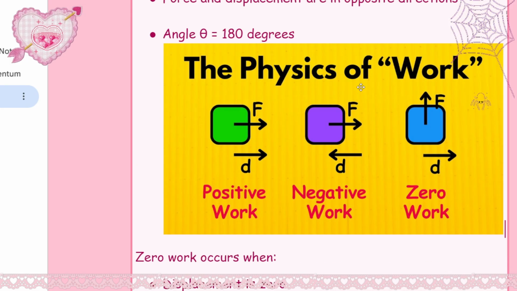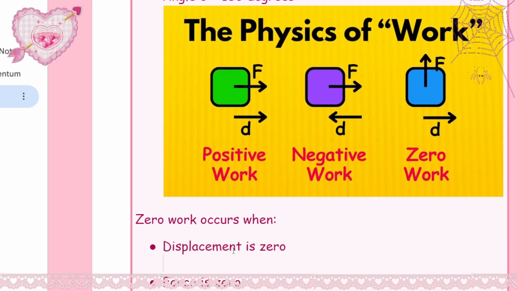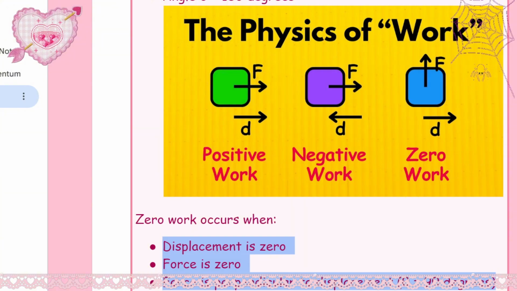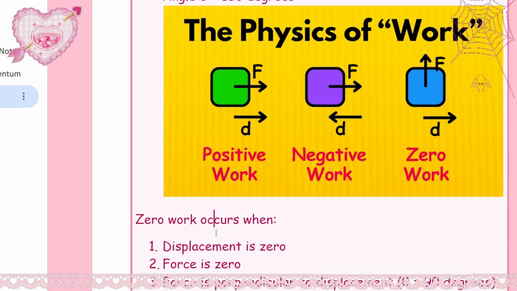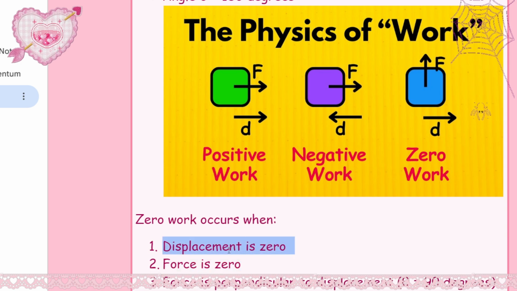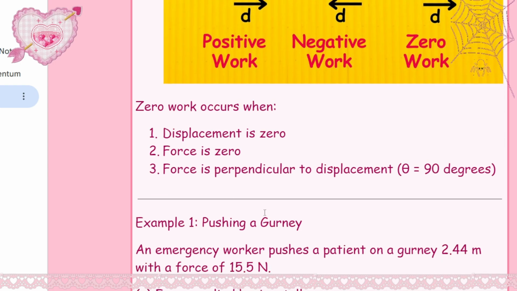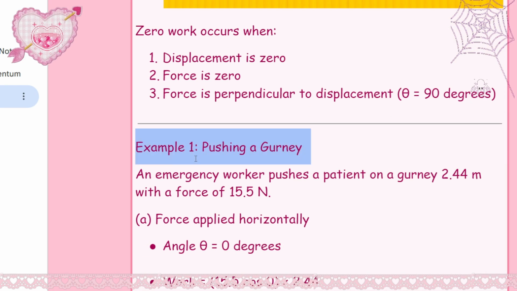And there's also a special case when displacement is 0, or force is perpendicular to displacement, or the force is 0. These are just conditions, and one of them will make it 0 work. So one of these has to be 0. No force means you're doing no work. No displacement, same thing. And then force is perpendicular to displacement. An example is pushing a gurney.